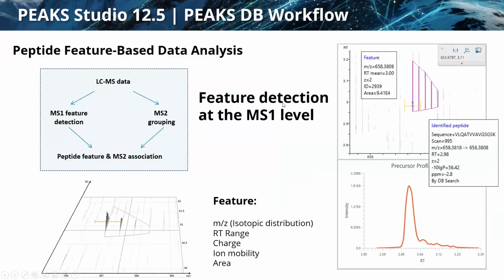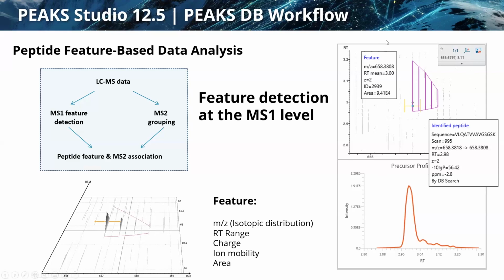So PEAKS uses a feature-based data analysis. Feature detection occurs usually at the first step of any workflow, and it's done at the MS1 level. When we're talking about a feature in PEAKS, we're talking about a range of m/z values that make up an isotopic distribution for a peptide. And this is eluting over a certain retention time range. The information in the feature includes the charge of the peptide, ion mobility information, and the area will come from this feature as well, as we'll talk about in the quantification algorithm section.